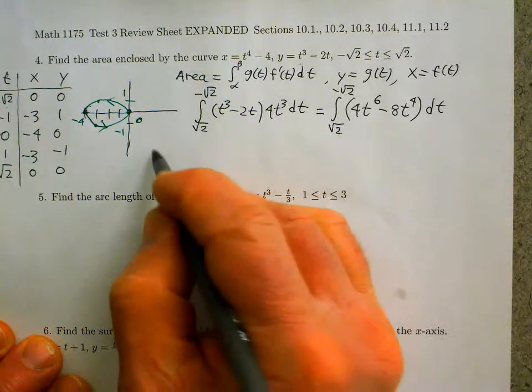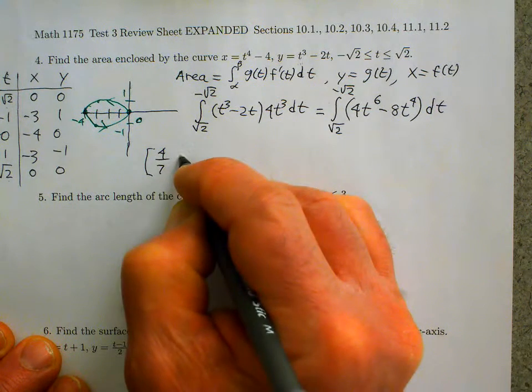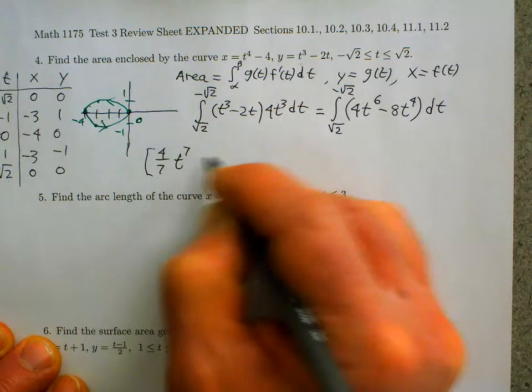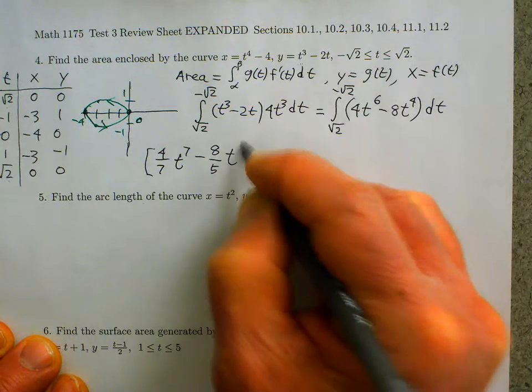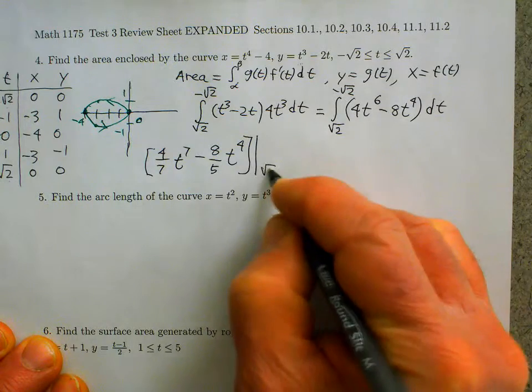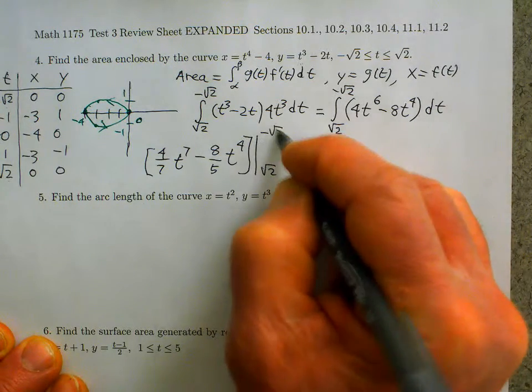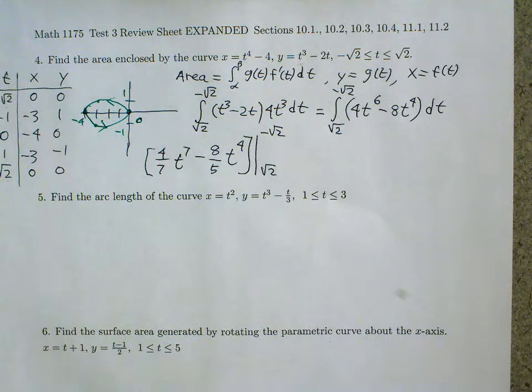So the antiderivative will be 4/7 times t to the seventh minus 8/5 times t to the fourth, from the √2 up to -√2. So I'll leave the rest of that for you to work out.